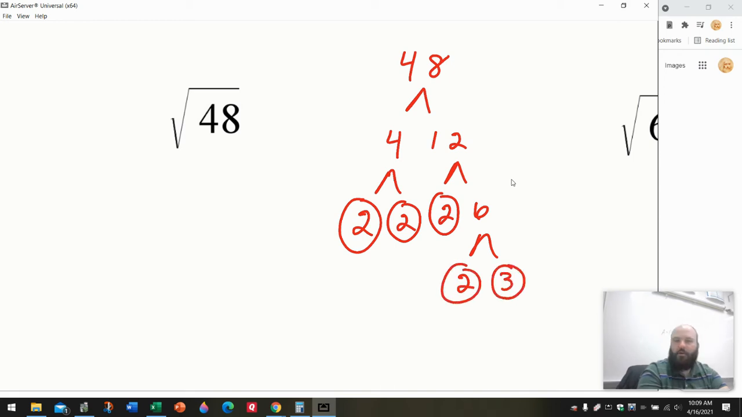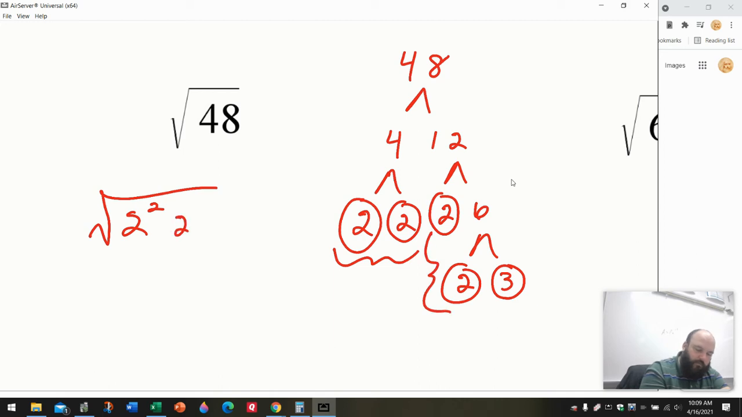Now that we have it all broken up, we can write this as its prime factorization. 2 times 2 times 2 times 2 times 3 will give me 48. So I'm going to rewrite 48 as 2 to the second, because there are 2 of these, and then 2 more 2s to the second, times 3.